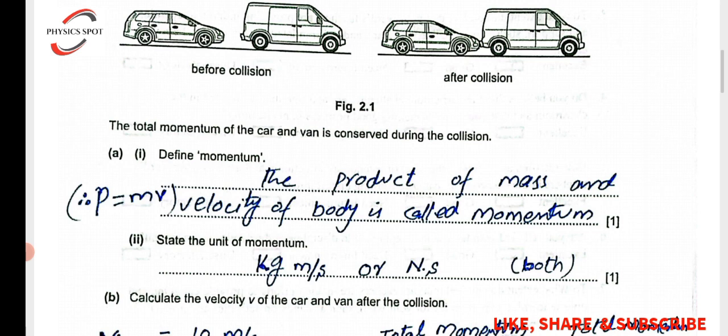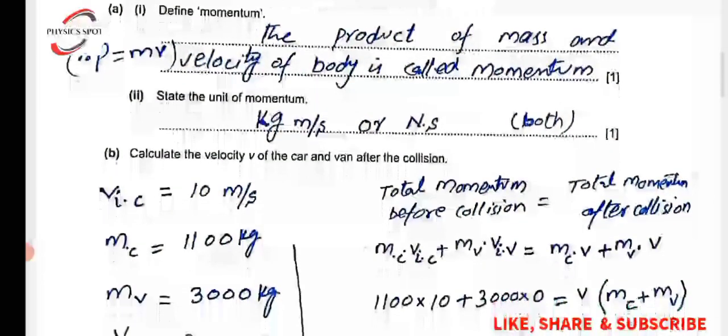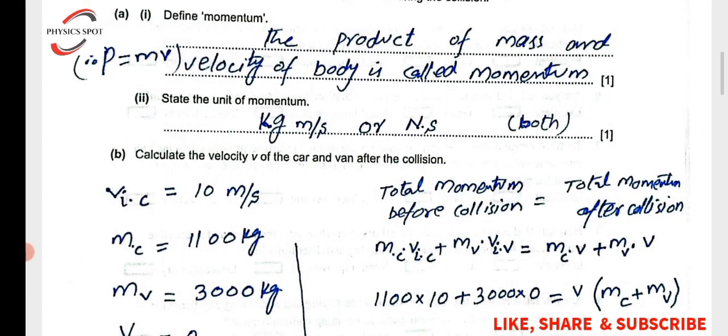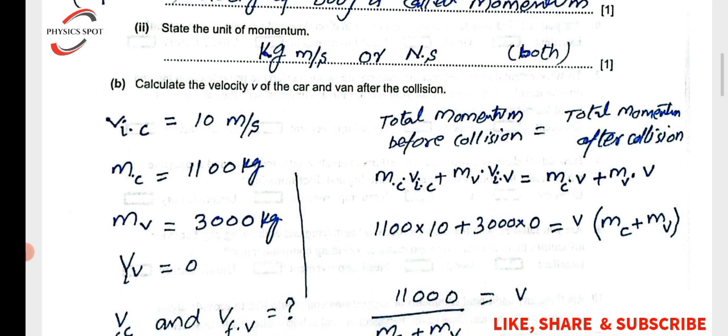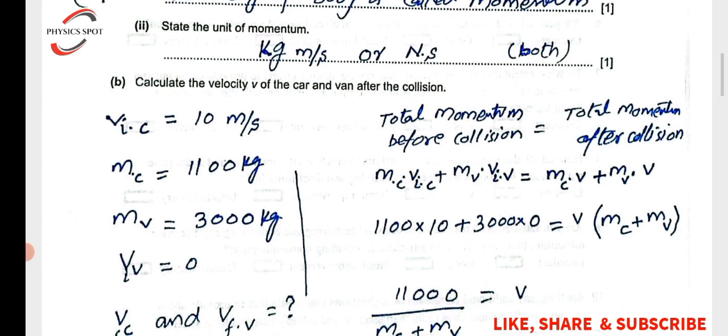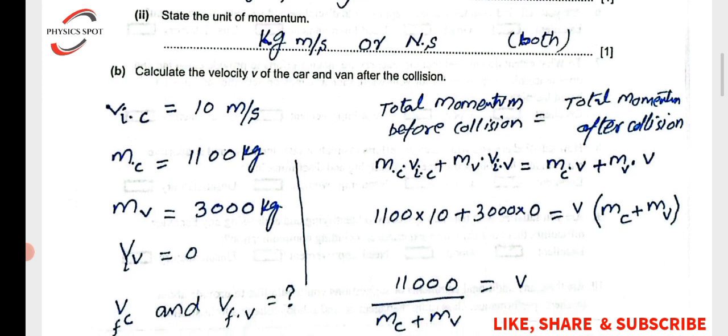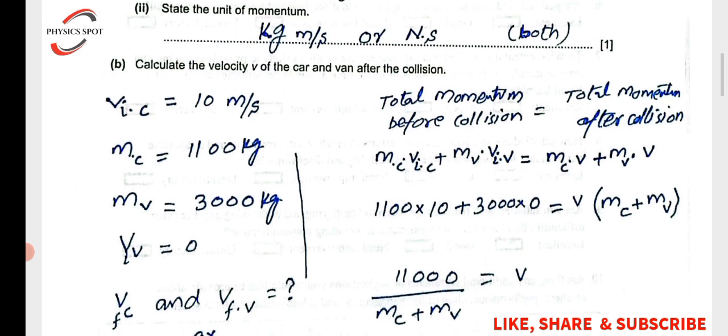Calculate the velocity v of car and van after the collision. After the collision, both are moving with the same velocity. So first we write the data. Initial velocity of car, VIC, is 10 meter per second. Mass of car, MC, C stands for car, is 1100 kg. Mass of van is 3000 kg. And initial velocity of van, VIV, V stands for van, is 0 meter per second.